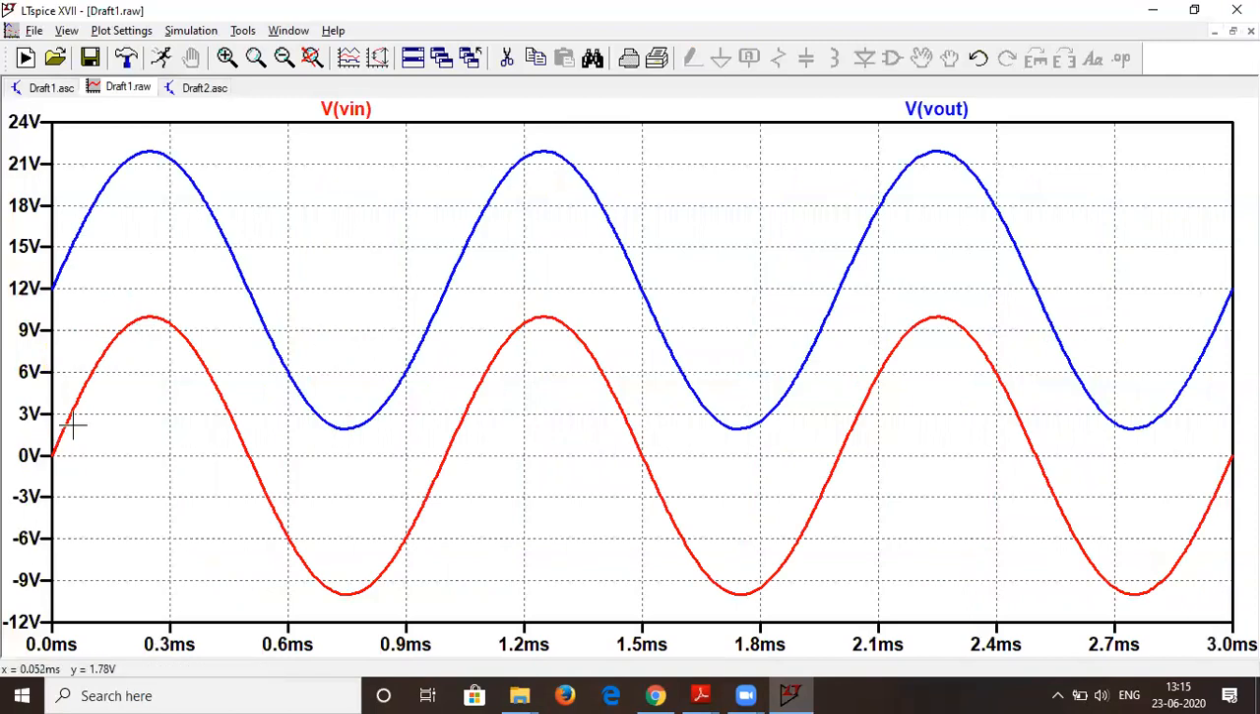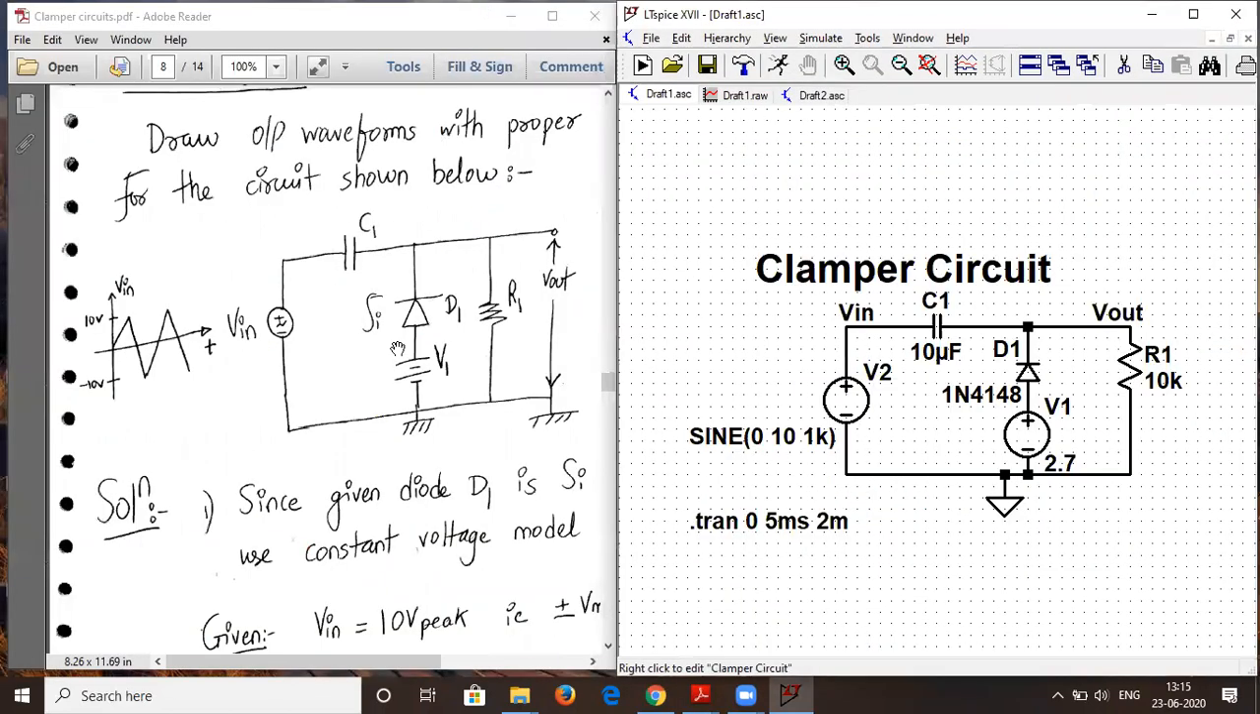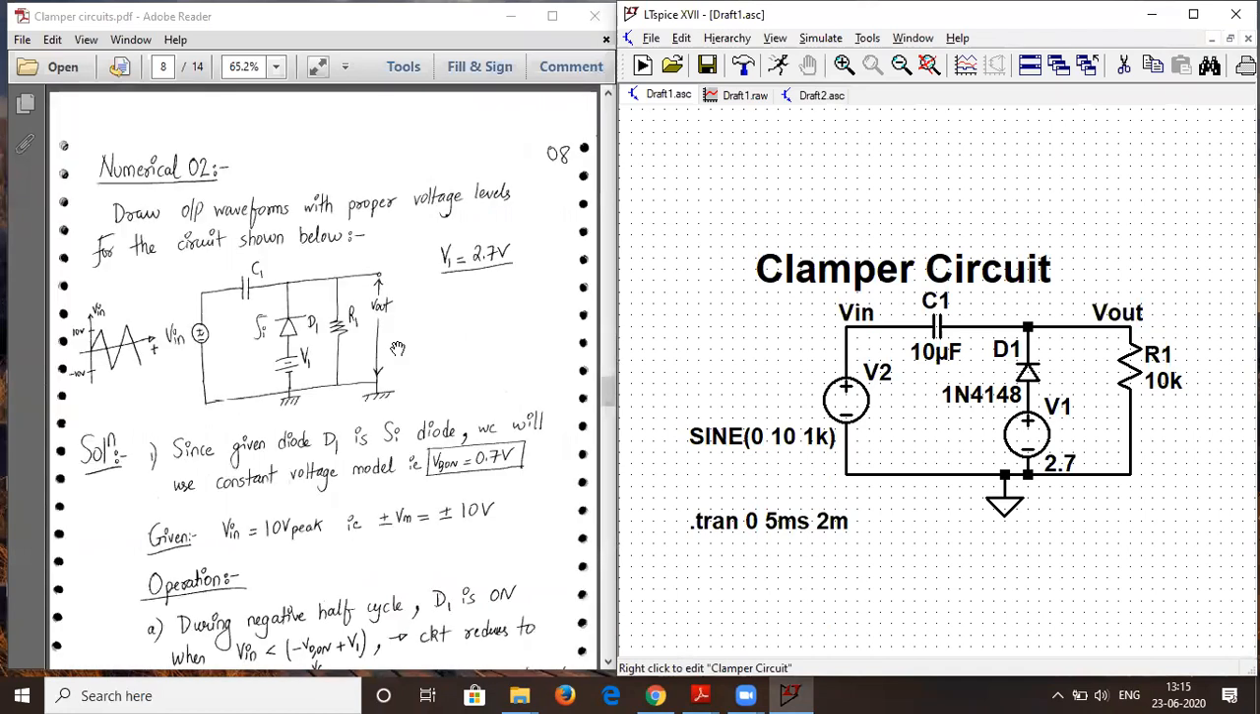So this is my input waveform, which is starting from 0, and as you can see the entire waveform has shifted up above, to the new level. So let us analyze that quickly. We'll not go into details. We'll quickly analyze this circuit.